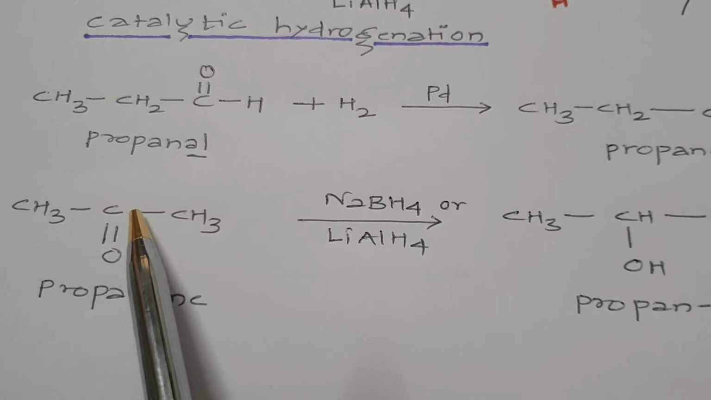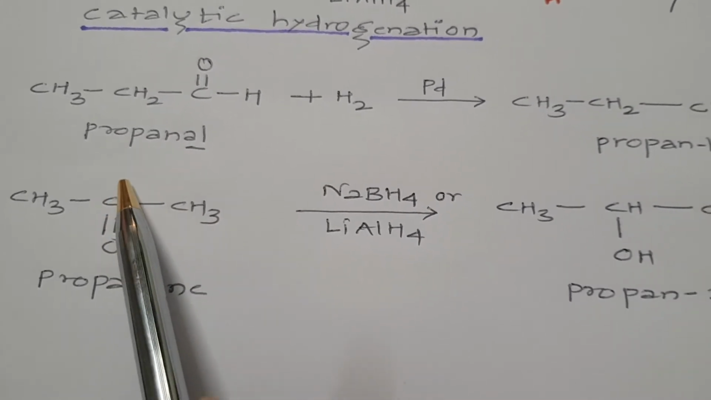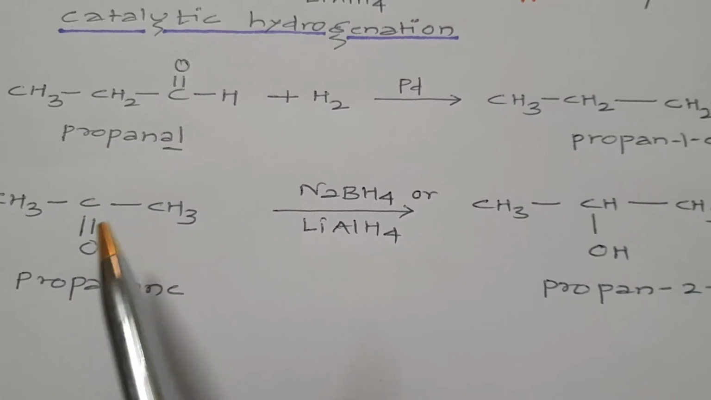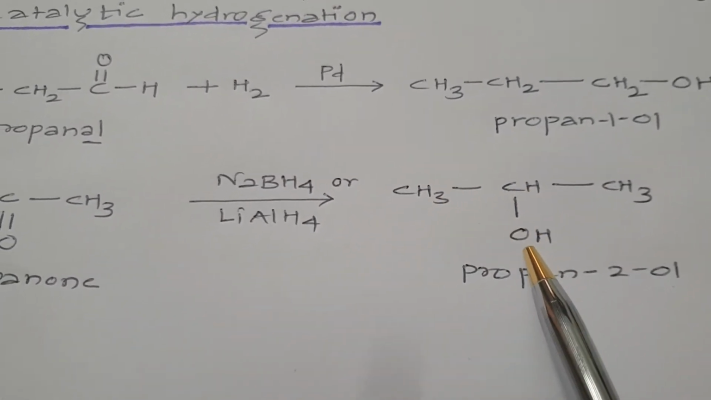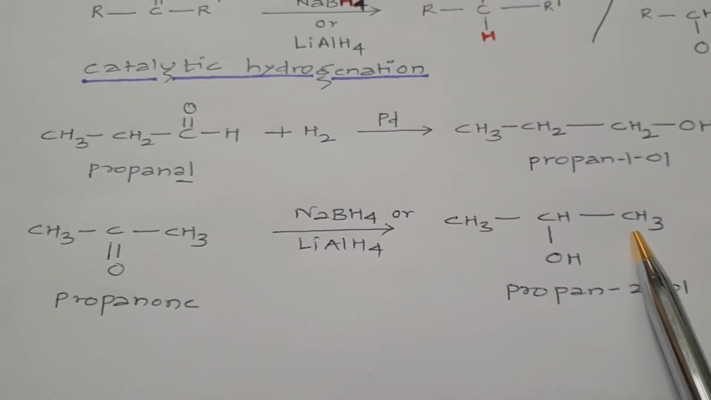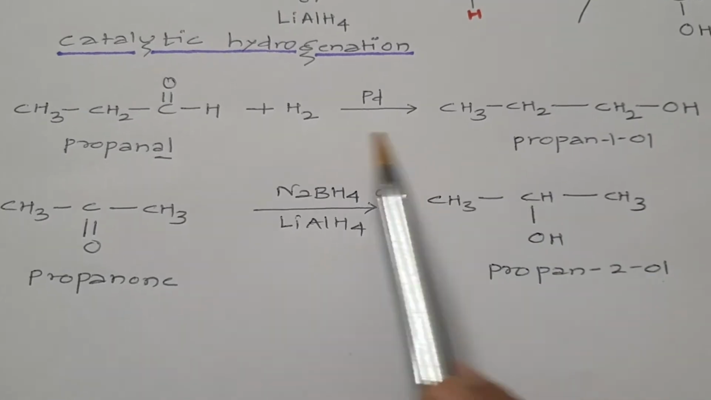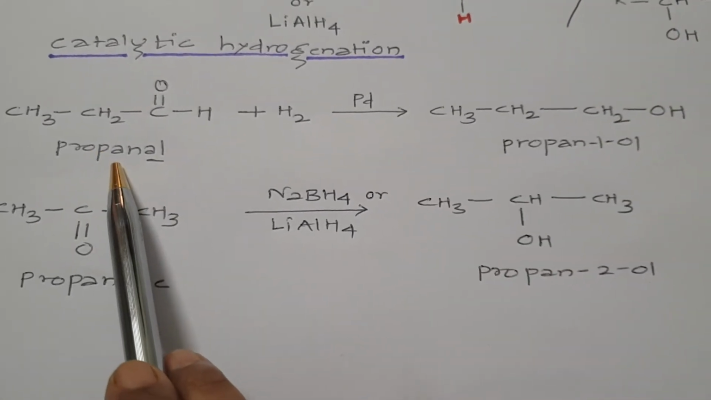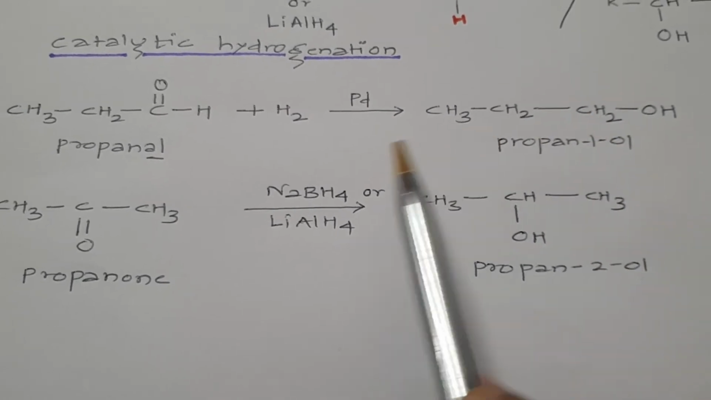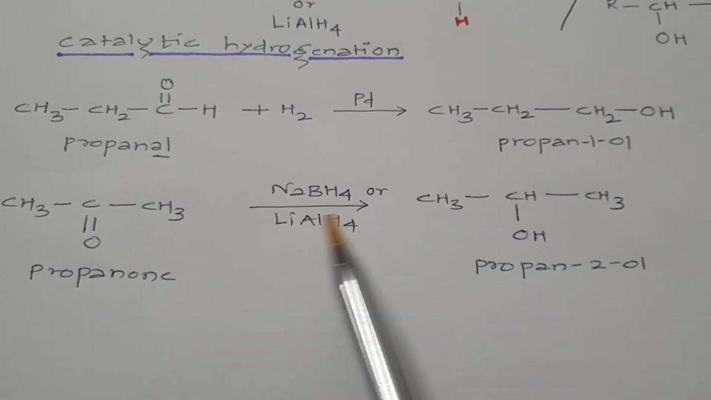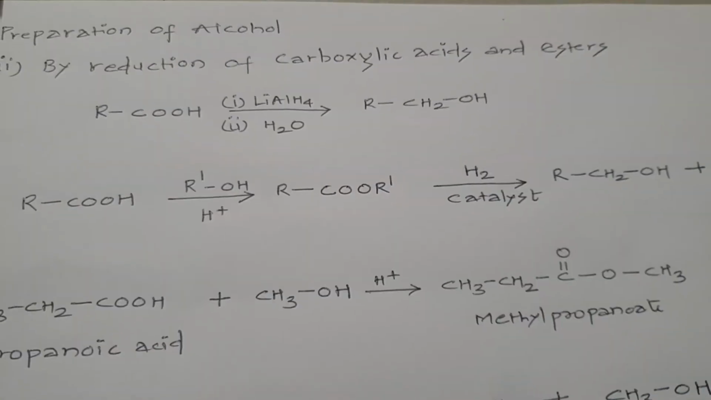Look at it. The addition takes place across this carbon-oxygen double bond, hydrogen, hydrogen here, thus giving us CH3CHOHCH3. Now, in this particular case, what we understand is that an aldehyde gives us a primary alcohol as our product and a ketone gives us a secondary alcohol as our product.